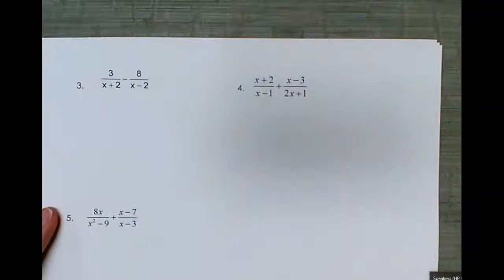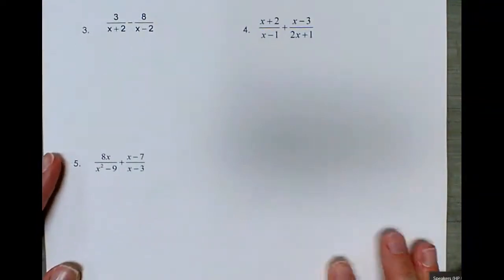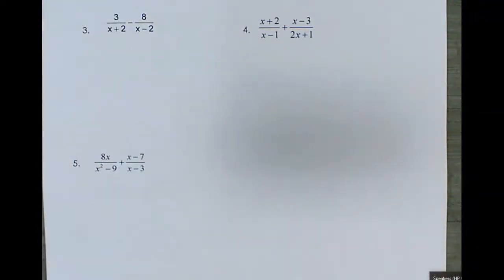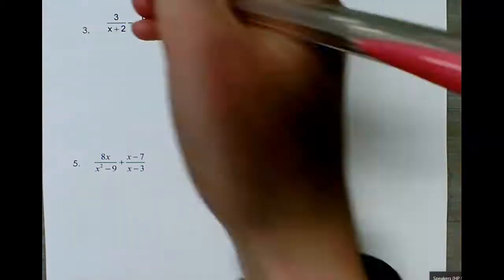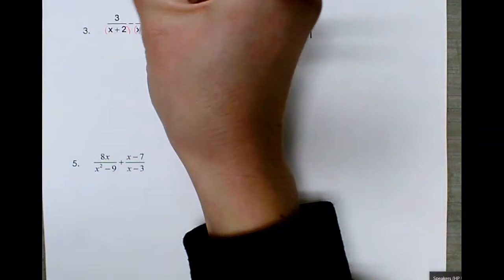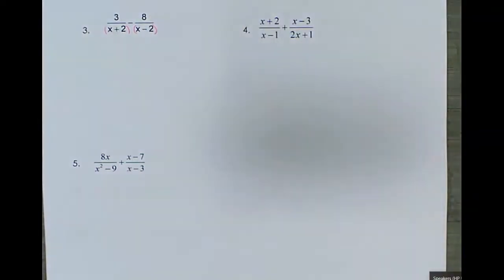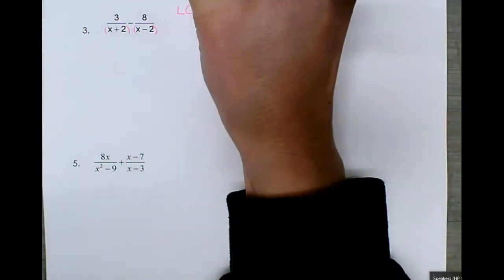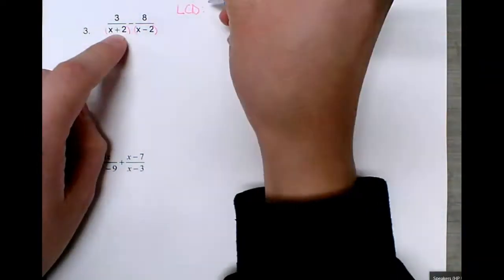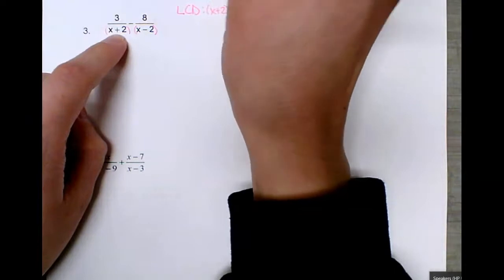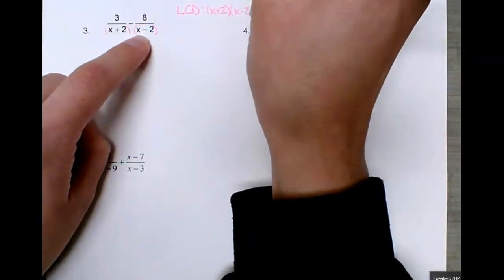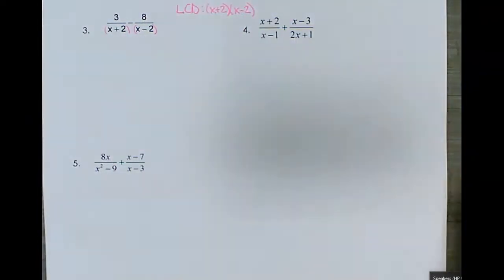Okay, so number 3. My denominators are already factored. There's nothing else that I can do to split these up. There's no other factors. So my least common denominator is going to have an x plus 2 and an x minus 2. There's nothing that I have that's the same.